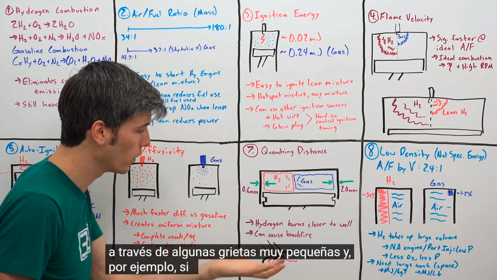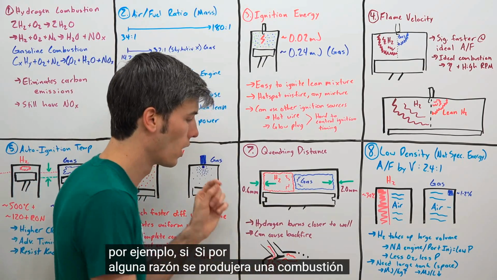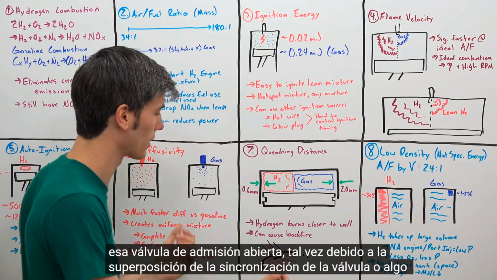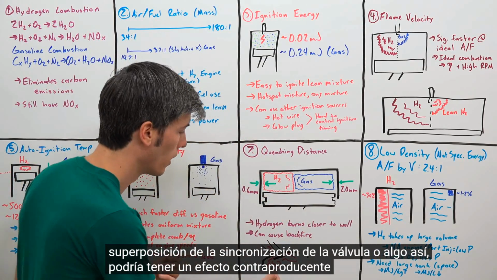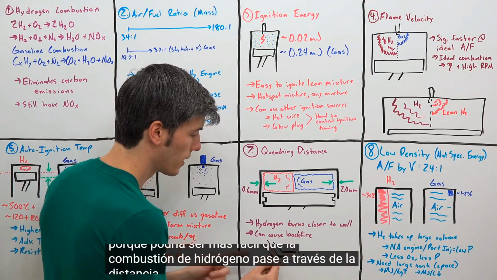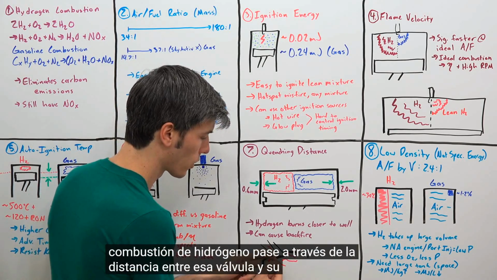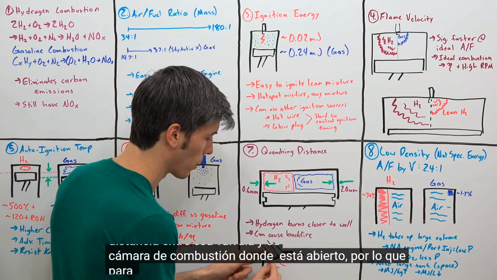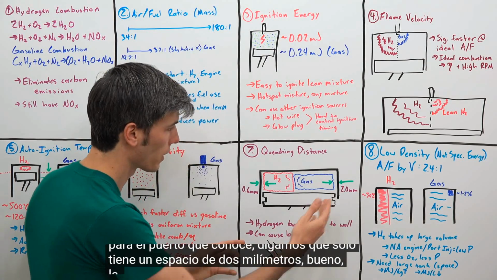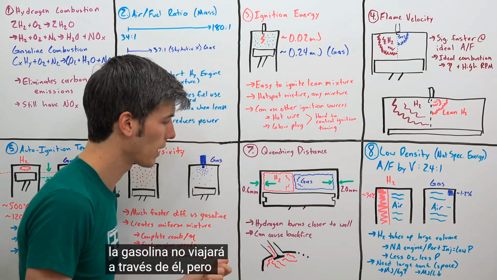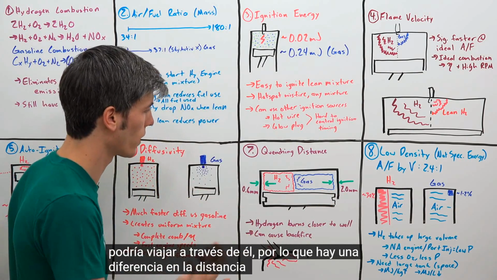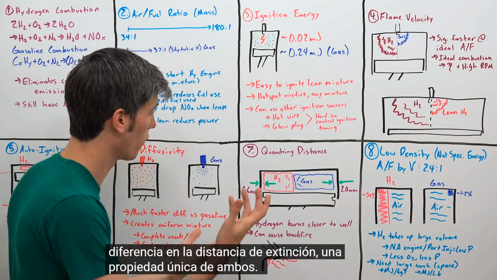And so, for example, if you were to have, for some reason, combustion occurring with that intake valve open, perhaps due to valve timing overlap or something like that, you could have backfire occur because it might be easier for that hydrogen combustion to pass through the distance between that valve and your combustion chamber where it's open. So for the port, let's say you just have a 2 millimeter gap. Well, the gasoline's not going to travel through it, but the hydrogen combustion could actually travel through it. So a difference there in quenching distance, a unique property of both fuels.